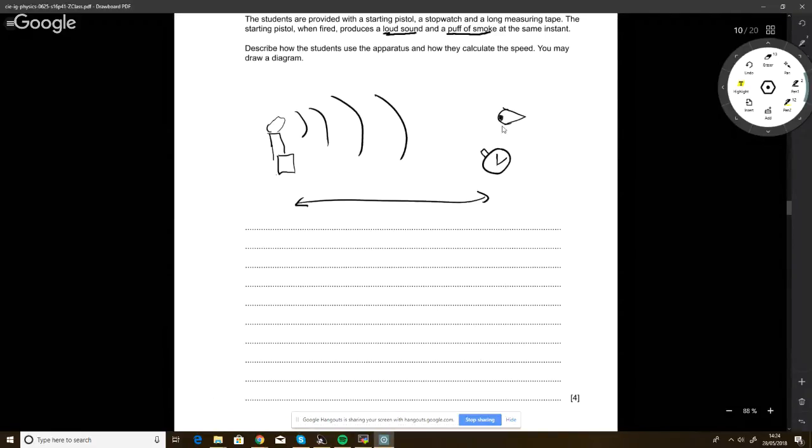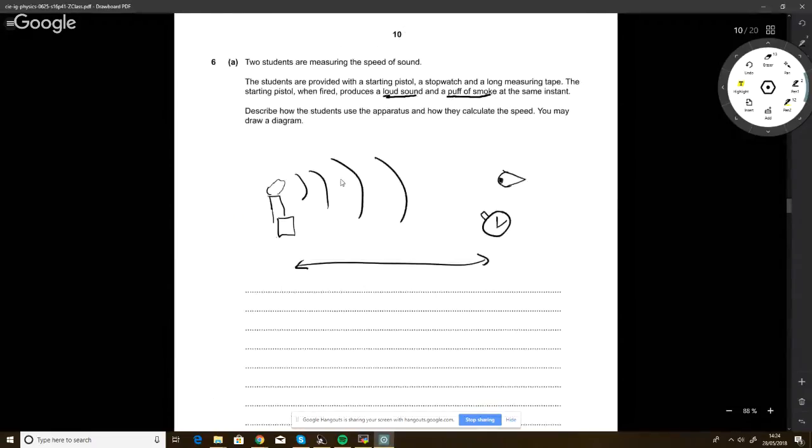So essentially, we're going to assume that compared to the speed of sound, the speed of light is nearly infinite. So basically, they see the puff of smoke, and then there's a delay, and then they hear the sound. So what they do is they measure out a set distance, make it nice and long. That means that they can reduce their error, because you don't want to be standing right next to the pistol because you'll just hear the sound instantly. You won't be able to distinguish.